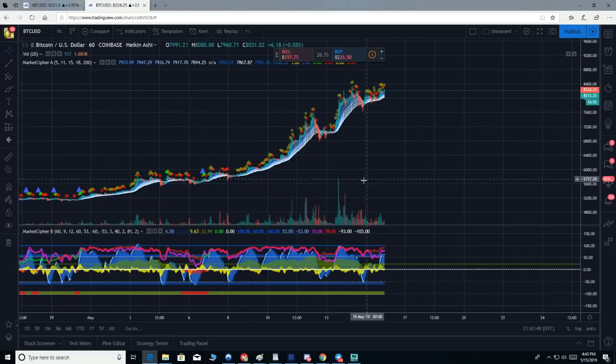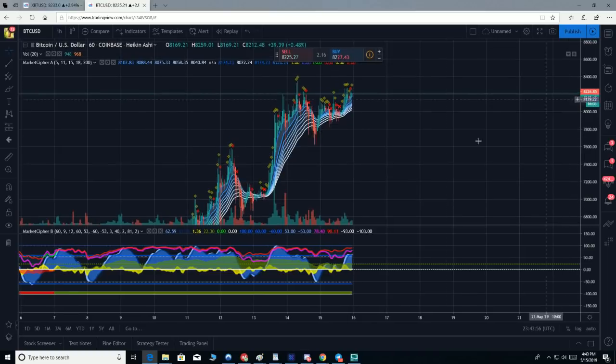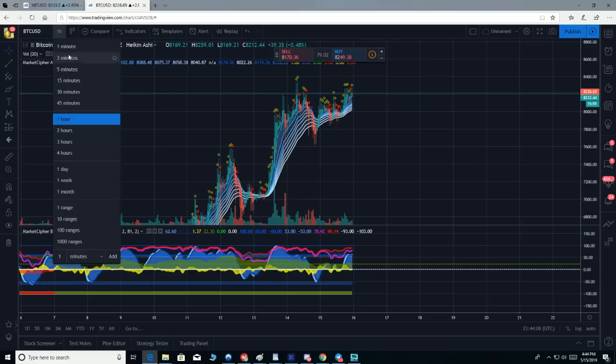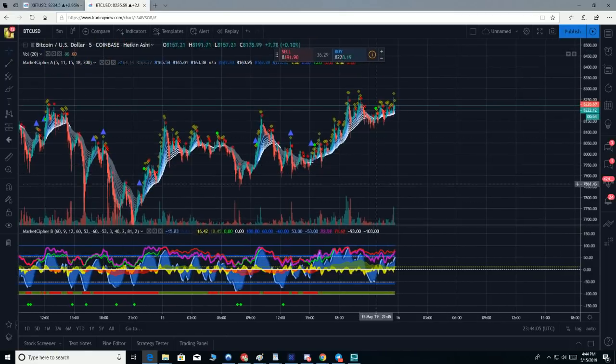Always look at all your other indicators as well. Mix it in, pattern recognition, yada, yada, yada. So I think that about does it for Market Cipher A. Just play around with it, get used to it, and have some fun.